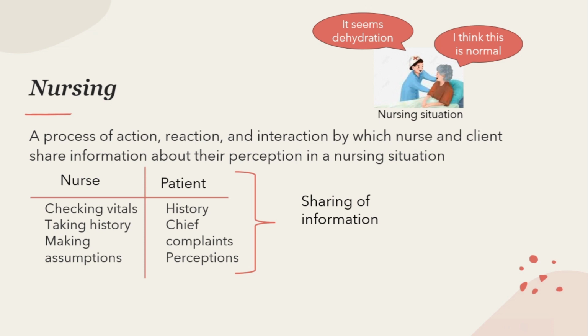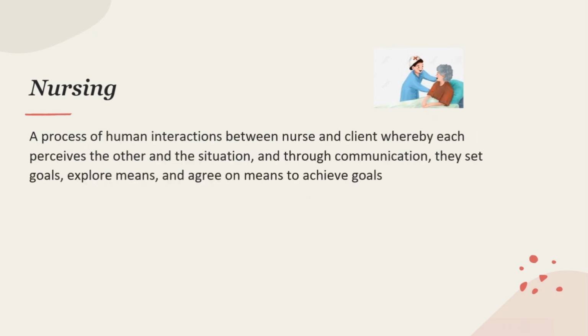Again, King has defined nursing as a process of human interactions between nurse and client, whereby each perceives the other and the situation. And through communication, they set goals, explore means and agree on means to achieve those goals. So now information has been shared, interaction has been started, perceptions are also shared. What else is remaining? Each should perceive the other and the situation.